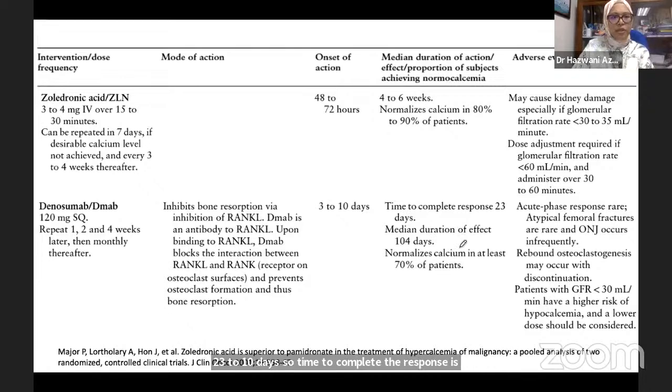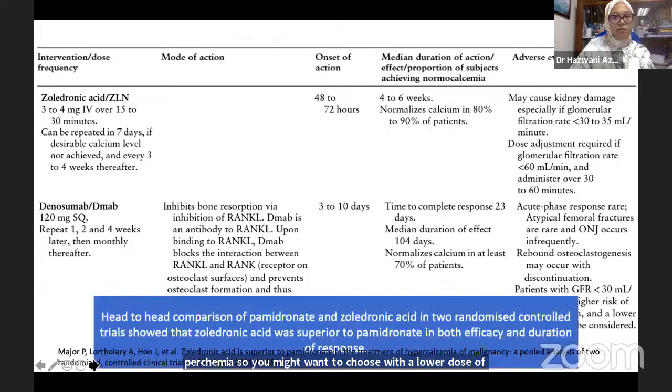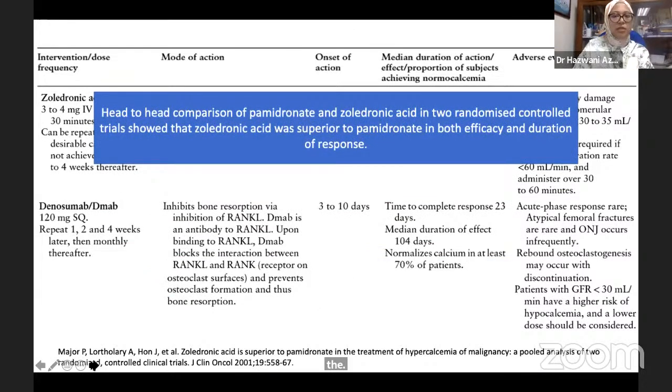So it is less potent compared with zoledronic acid, normalizing calcium in at least 70% of the patients. We choose denosumab because we can use it in patients with slightly advanced kidney injury. We can use it up to eGFR 15. I use my limit of eGFR 15 and above, but be careful. If the eGFR is between 15 to 30, you have a higher risk of hypocalcemia, so you might want to choose a lower dose of denosumab. In head-to-head comparison, as I mentioned before, zoledronic acid is more efficacious and has a longer duration of action compared with pamidronate.